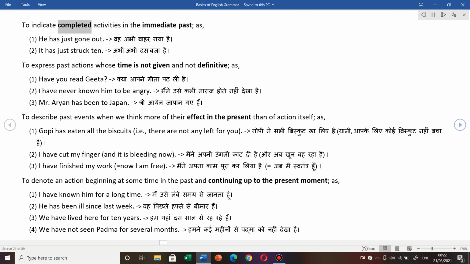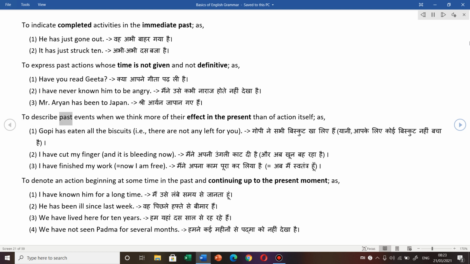To indicate completed activities in the immediate past, as: He has just gone out. It has just struck 10. To express past actions whose time is not given and not definitive, as: Have you read Gita? I have never known him to be angry. Mr. Aryan has been to Japan.